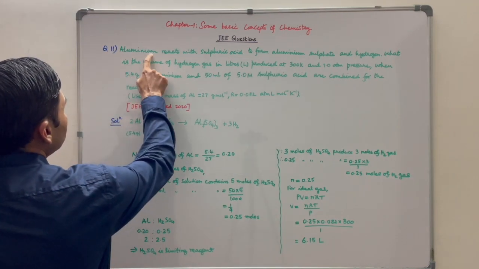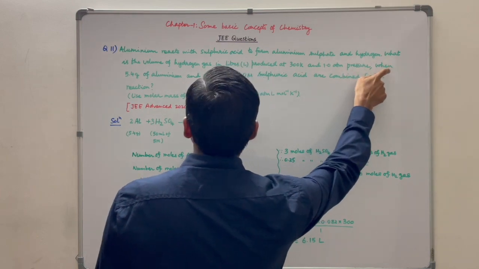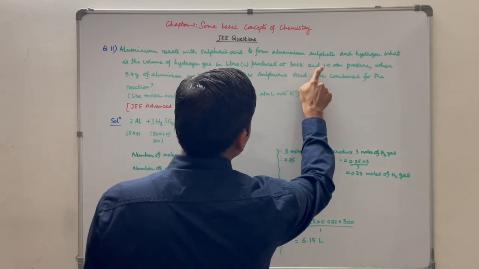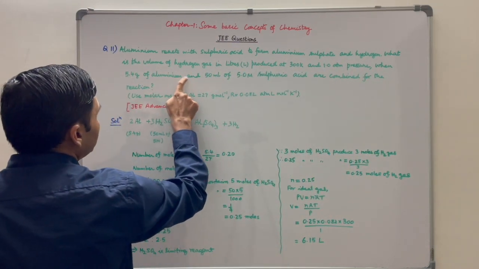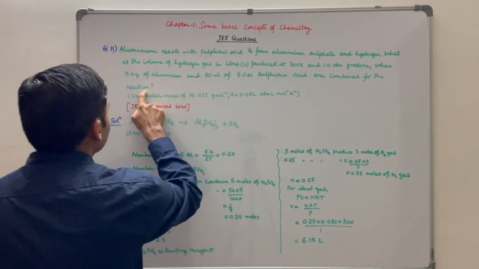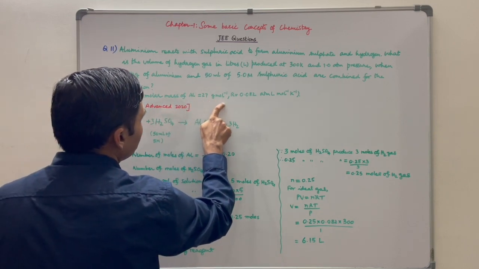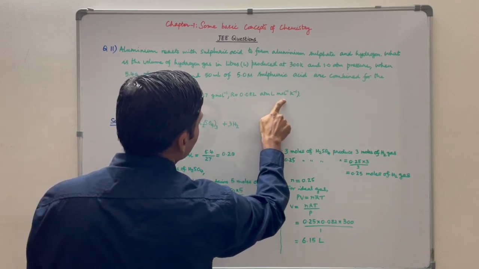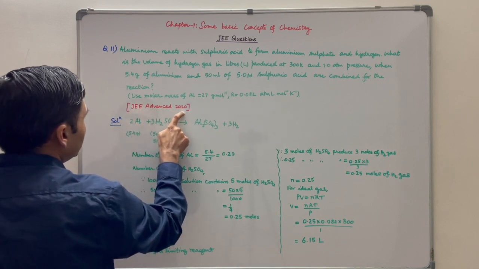11th question. Aluminium reacts with sulfuric acid to form aluminium sulfate and hydrogen. What is the volume of hydrogen gas in liters produced at 300 Kelvin and 1 atmospheric pressure when 5.4 gram of aluminium and 50 ml of 5 molar sulfuric acid are combined for the reaction? Use molar mass of aluminium as 27 gram per mole, R is equal to 0.082 atmospheric liter per mole per Kelvin. This question was asked in JEE Advanced 2020.